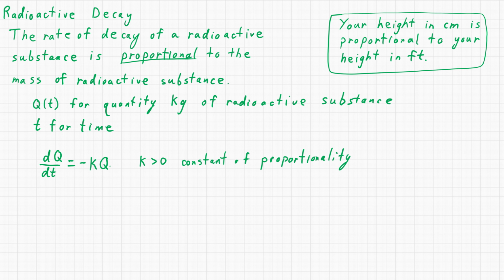So right, if you have a certain amount of radioactive substance, then a certain amount of it is going to disappear in a certain amount of time, and that's related to this value K. The reason we want K to be greater than 0 is it's a little annoying to have negative constants hanging around. And so if K is positive, we want this negative sign so that dQ/dt is less than 0 when Q of t is greater than 0, meaning positive mass.